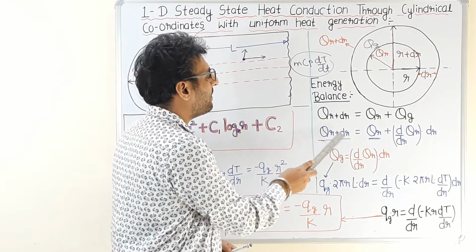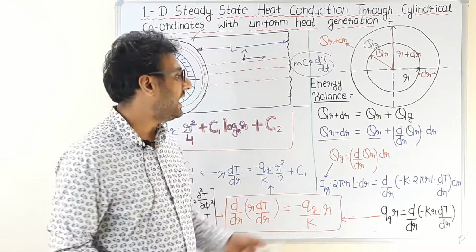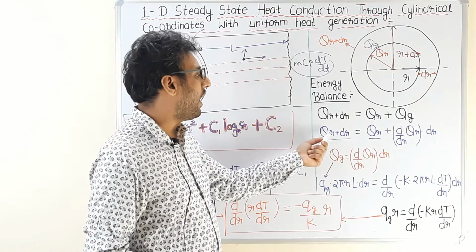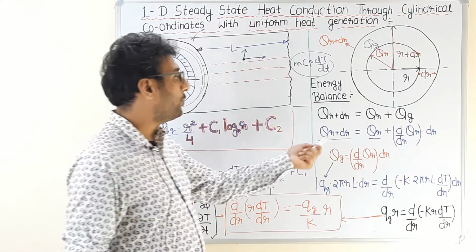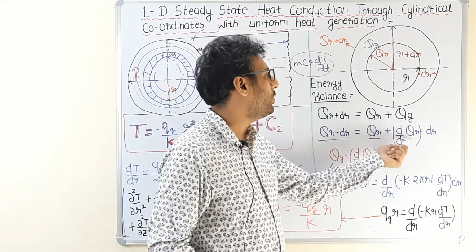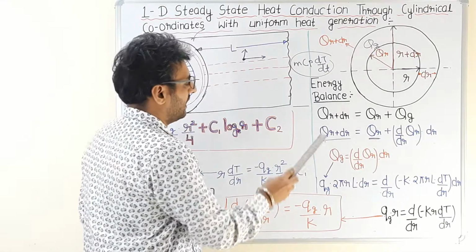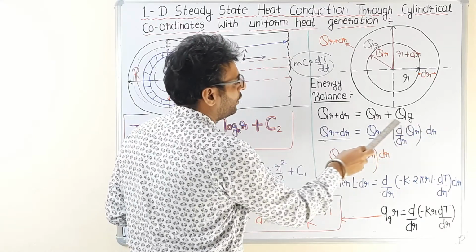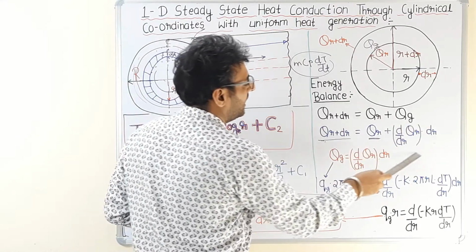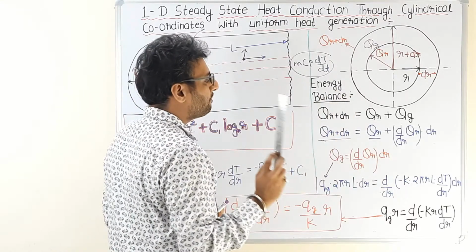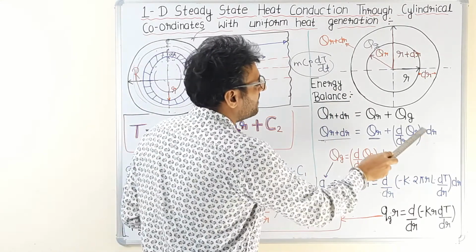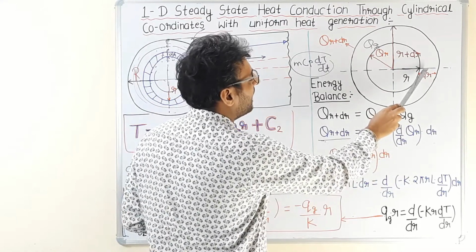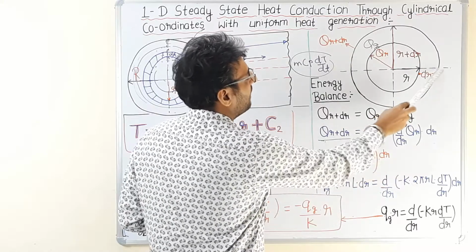Now Q r plus dr can also be determined by Taylor series expansion. According to Taylor series expansion, Q r plus dr is equal to Qr plus d upon dr of Qr into dr. This is showing the heat entering the element, and this is showing the total change in the heat conduction rate within the element. As we already know, this term is showing the rate of change per unit dimension, multiplied by the total dimension dr.